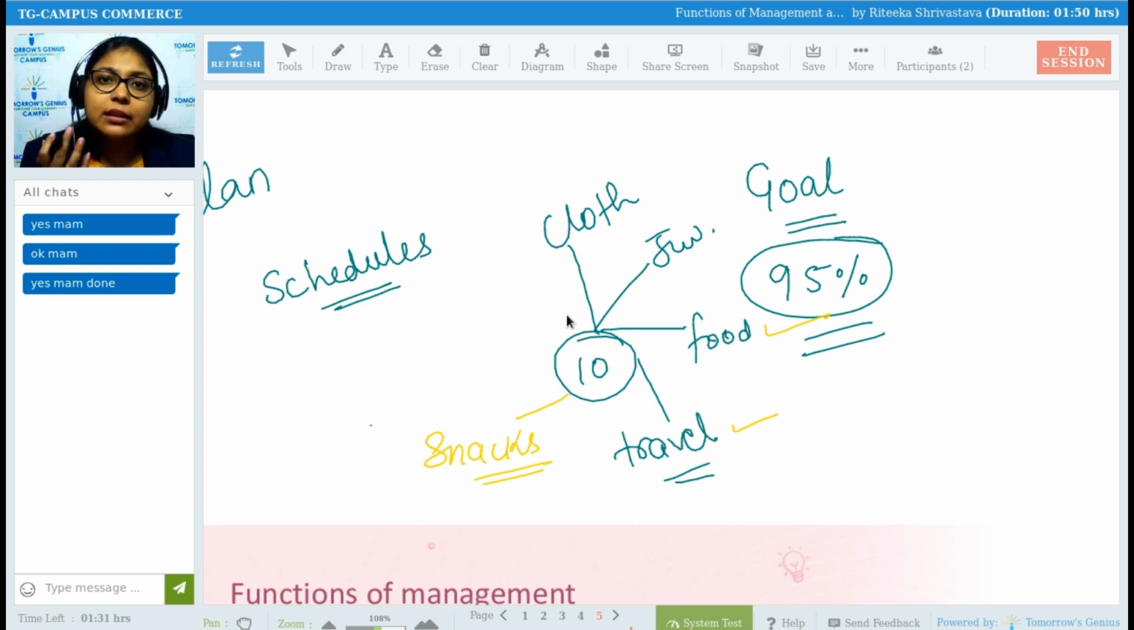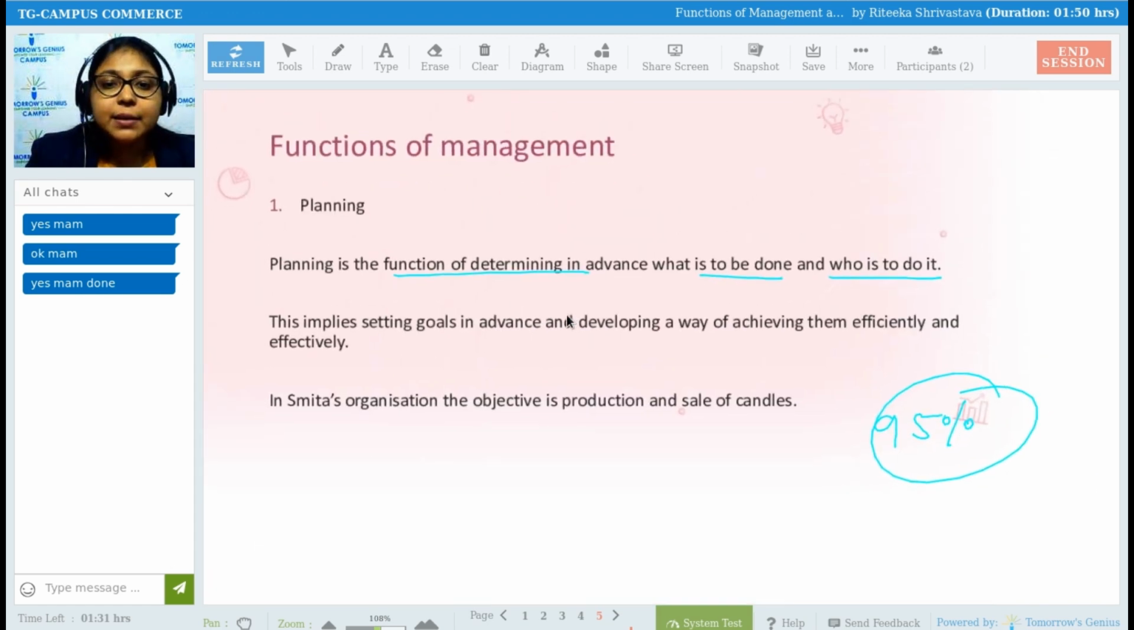The same way planning is also done. When the goal of the organization is decided, after that decision, planning is made in which the work is distributed to different departments of the organization. So that is what planning is. It implies setting goals in advance and developing a way of achieving them efficiently and effectively. So you decide a goal, set an objective, and then make a plan to achieve it.